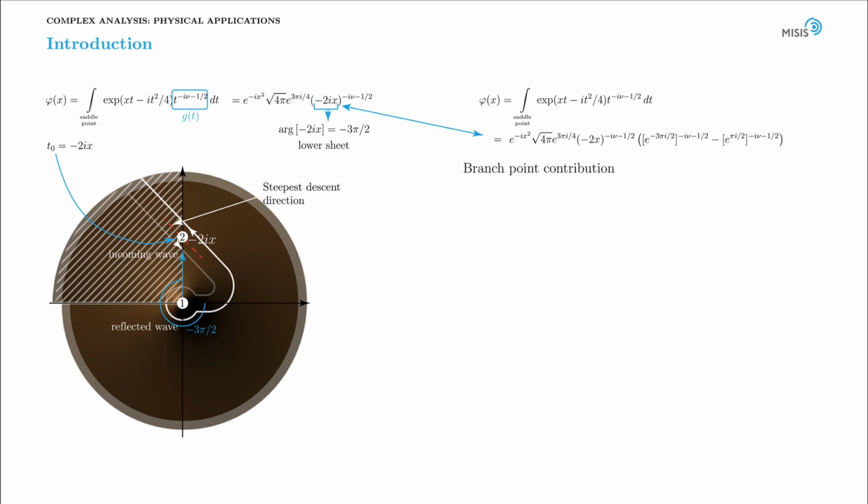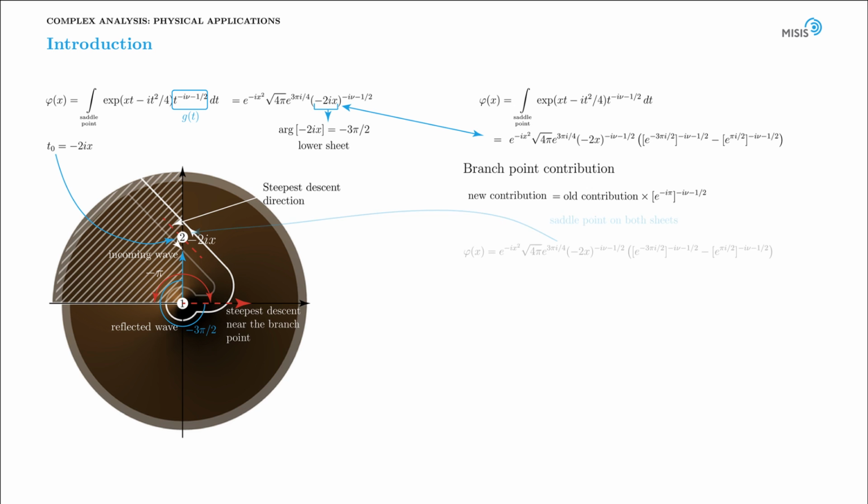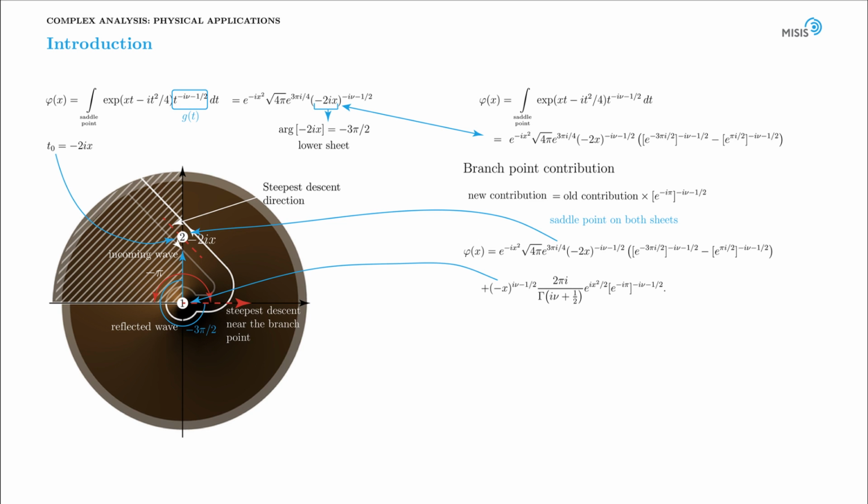The contribution from the branch point essentially doesn't change its analytical form. We just need to keep in mind that the argument of t, which enters the asymptotics via the power function g of t, has rotated by minus pi. Therefore, the whole contribution from the branch point is simply multiplied by the following factor. That's it. So now our asymptotics is the algebraic sum of two terms. The first comes from the saddle point, while the second one is from the good old branch point.